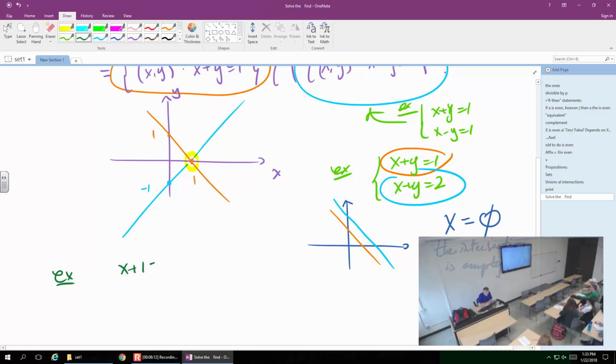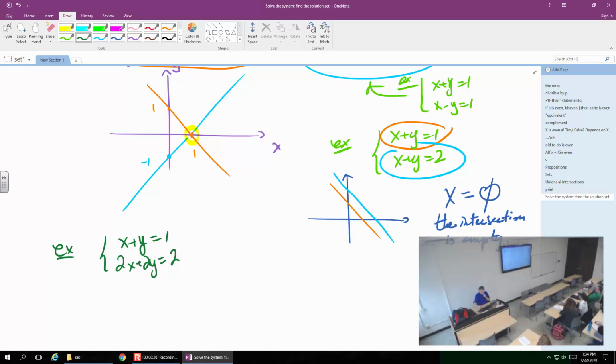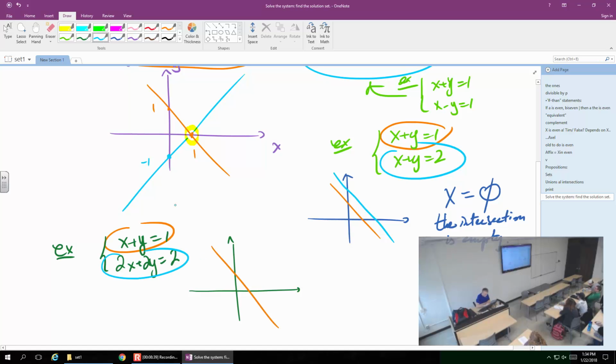So here's another one. What about this one? Isn't that the same exact thing? It is the exact same line. Okay, so then once again, if I try to plot this one, it looks like this. The second one turns out to be the same thing. So okay, what's the answer then?